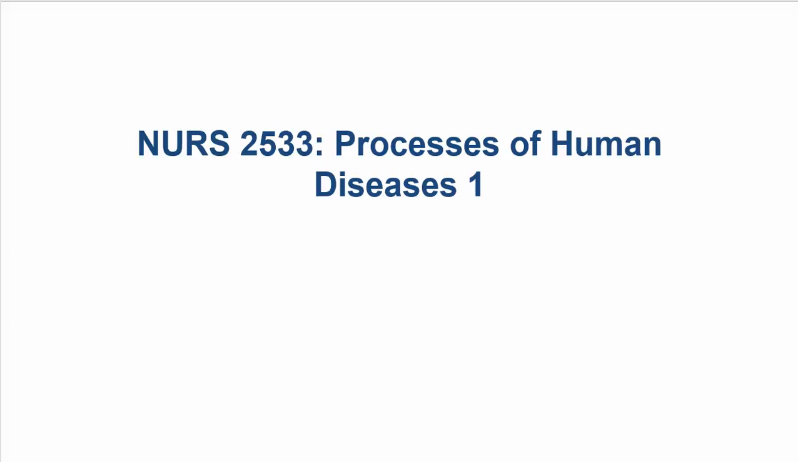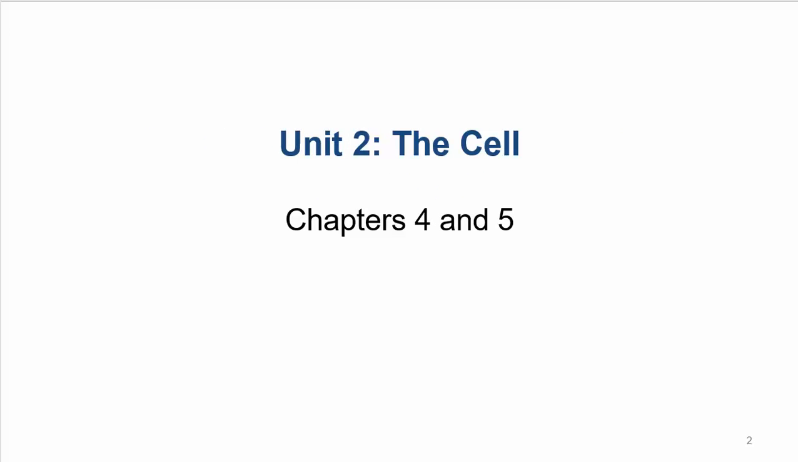Nursing 2533, Process of Human Diseases 1. This is Unit 2, the cell. This is covered in chapters 4 and 5 of your book. A little bit of it is talked about in chapter 1.